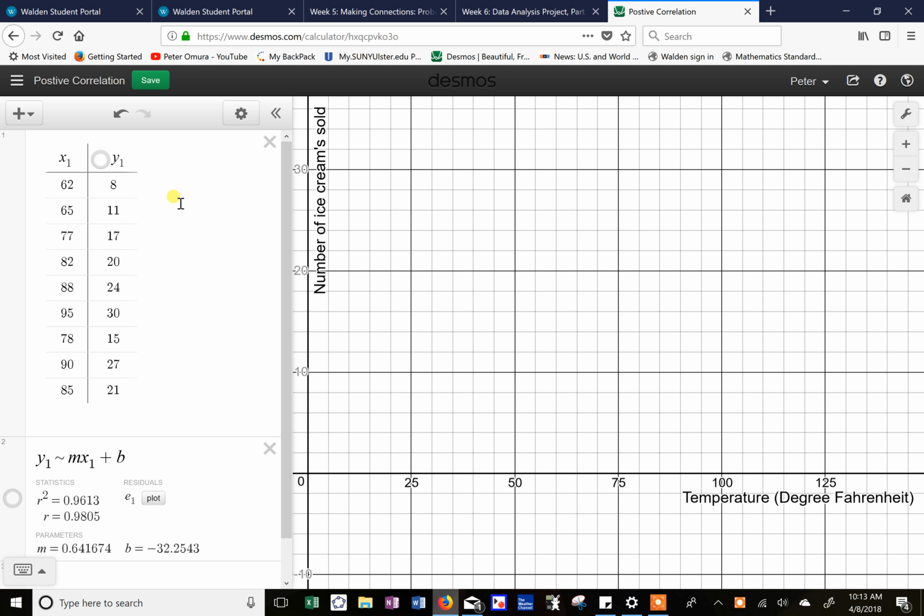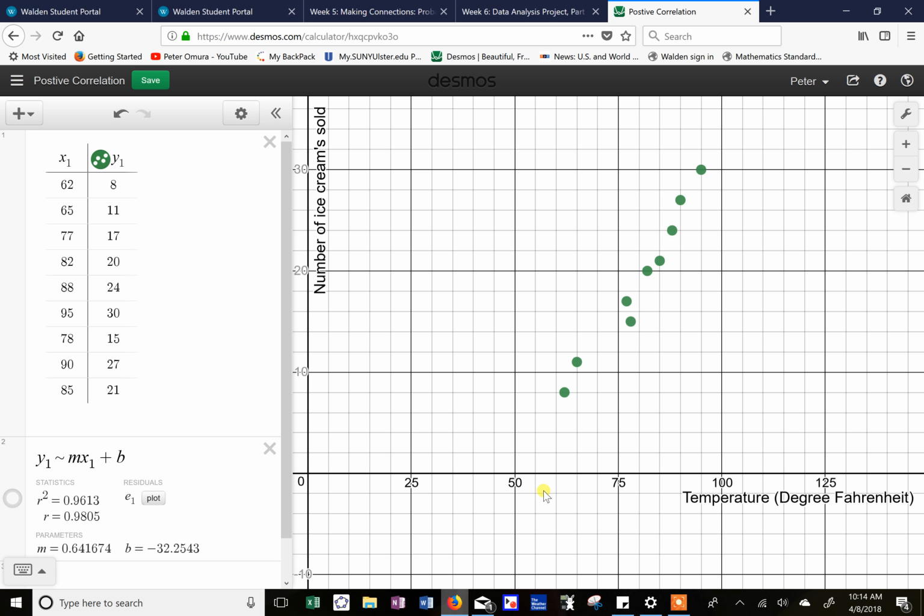Let's say that I have the temperature in degrees Fahrenheit, and you can see from my table it's 62 degrees, and then I take a look at my Y values, which are the number of ice creams sold. So when it was 62 degrees, I sold 8 ice creams. When it was 65, I sold 11. 77, sold 17. So what I'm going to do is graph all of these. And so I've already done all the work.